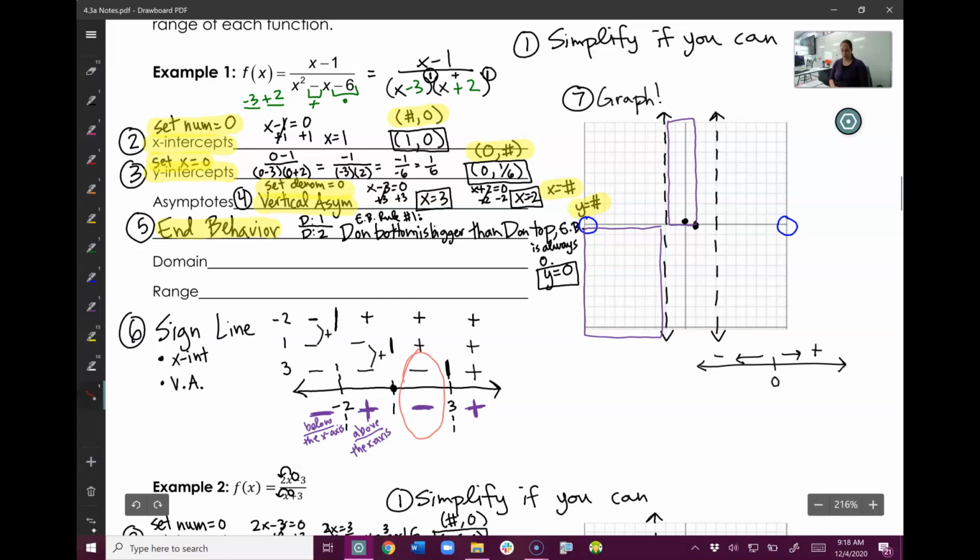This next section between 1 and 3 was negative, so that's below the x-axis. So between 1 and 3, I'm going to box below the x-axis, negative. And our final section, more than 3, is positive, so that's above the x-axis. So I'm going to go more than 3, box the top half. And that's step 6. That's creating our sign line and drawing and graphing our sign line.